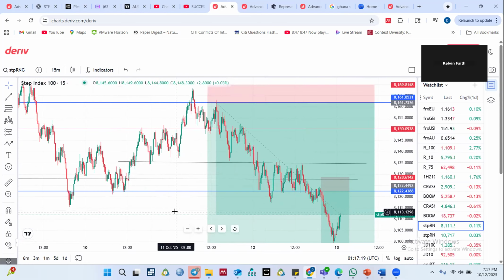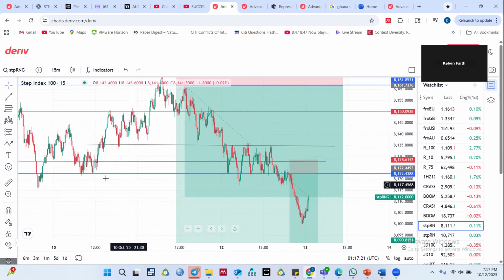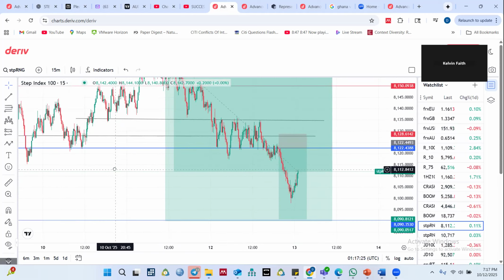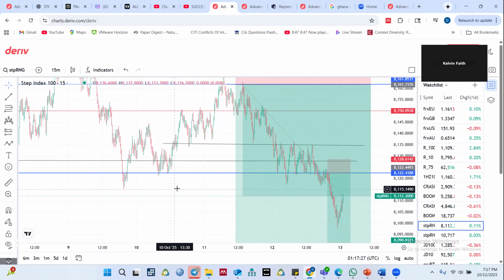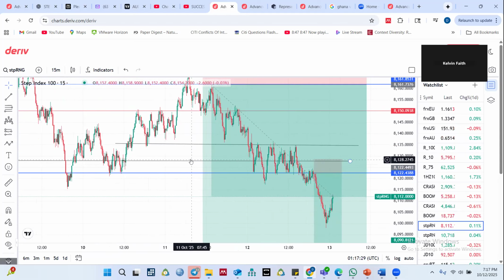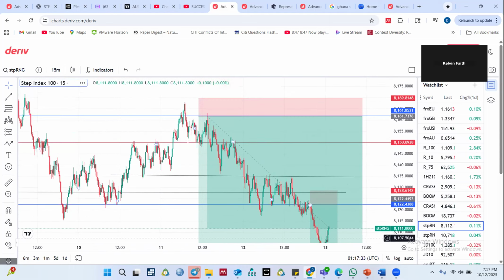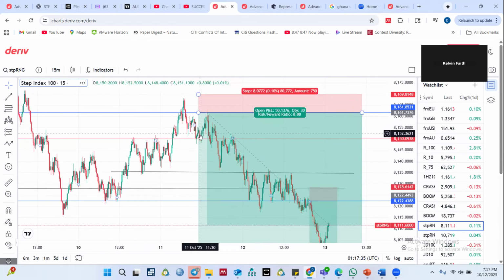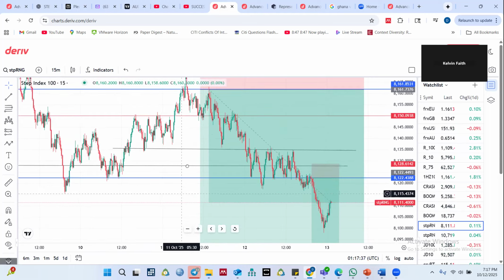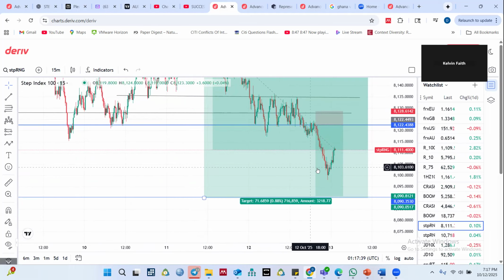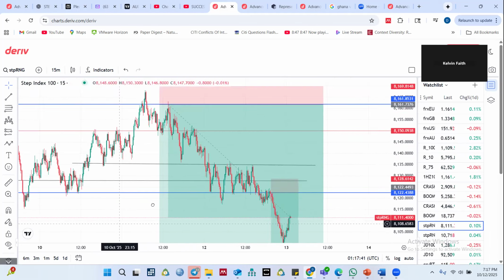So this concept is very effective and it works very well when all the indications and the conditions are perfect. Great.